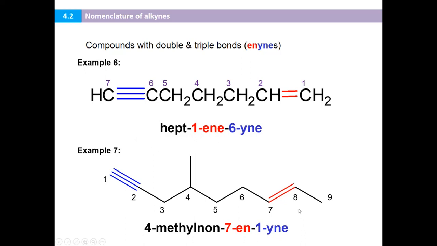And for this question, here is 1, 2, 3, 4, 5, 6, 7, 8, 9. So here it will be 7-ene-... 1, 2, 3, 4, 5, 6.